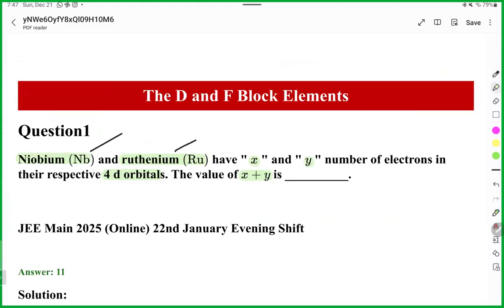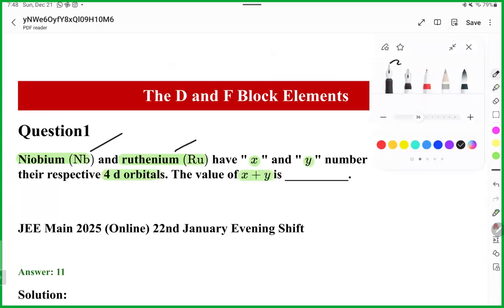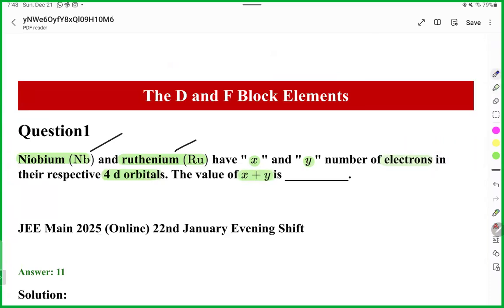So you have niobium and ruthenium containing X and Y number of electrons in their 4d orbital. Then what is the XY value? Now, if you are reading for the very first time and you don't know anything, because I am assuming it, then first we should know what are the d block elements, what is the relation of the d block element with the transition element, and what are the different series: 3D, 4D, 5D, and 6D. You have total 4 series.